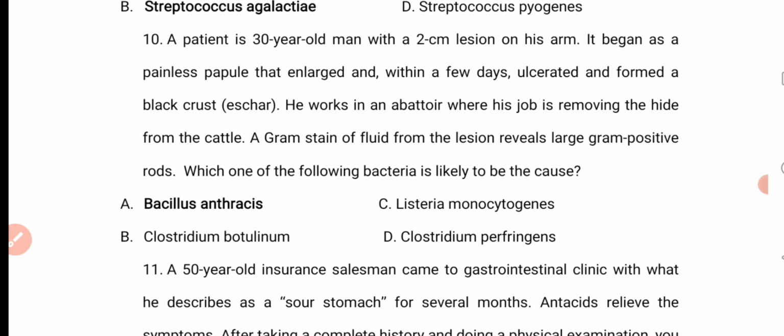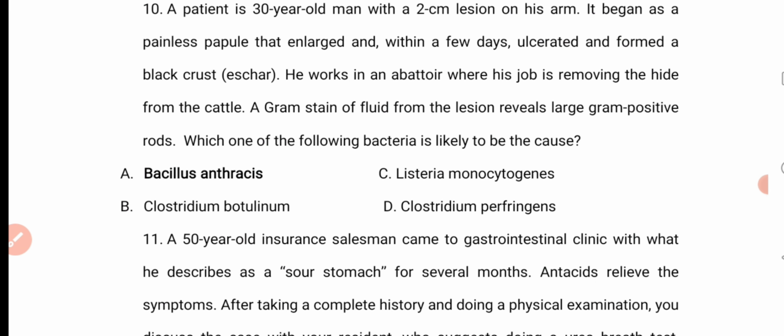Another patient is a 30-year-old man with a 2 centimeter lesion on his arm. It began as a painless papule that enlarged, and within a few days ulcerated and formed a black crust. He works in a battle where his job is removing the hide from the cattle. And the Gram stain from the region reveals large gram-positive rods.